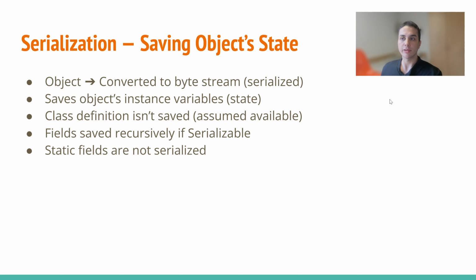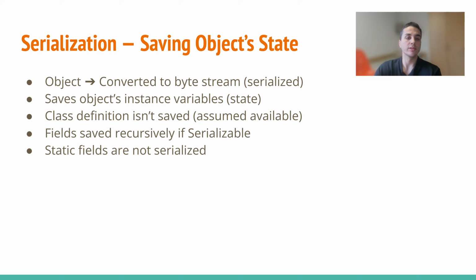And we have serialization, which is saving an object's state. When an object is serialized, it is converted into a byte stream for storage or transmission. What actually gets saved is the object state, meaning the values of its instance variables. The class definition, the bytecode itself, isn't saved in the stream.